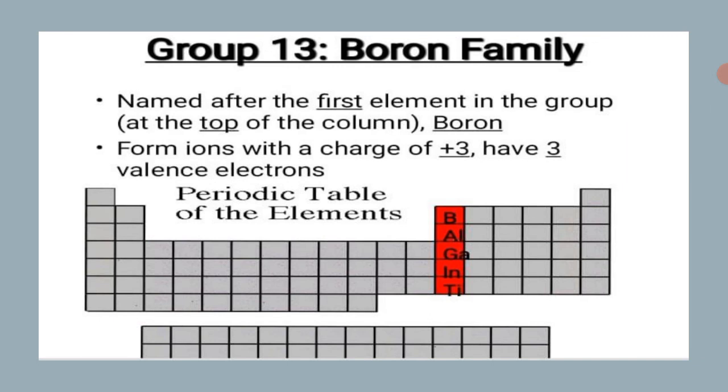Group 13 is also called the boron family, named after the first element in the group. Boron forms ions with a charge of +3 and has 3 valence electrons. Most of our laboratory glassware contains boron, which helps prevent it from shattering when heated. Aluminum is the most abundant metal in the earth's crust. It is found in a mineral called bauxite. These are some properties of the boron family.